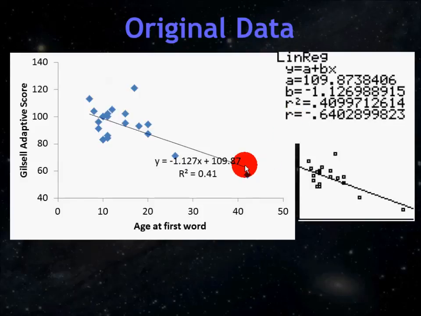Now, put child 19 back. Put back 17 and 121. You can just put it at the bottom of the list. And now remove child 18, original child 18. Remove the child that has an age of 42 and a score of 57. And I want to see how that affects R.